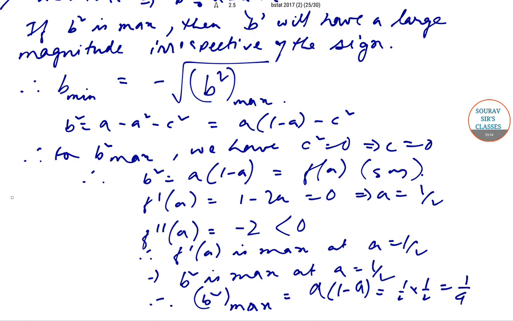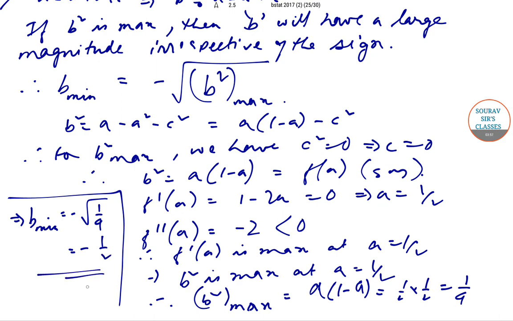So that will imply, let me write over, that B min is equal to minus of root over 1 by 4, that is minus of 1 by 2. So B min is minus of 1 by 2, which is the option D.